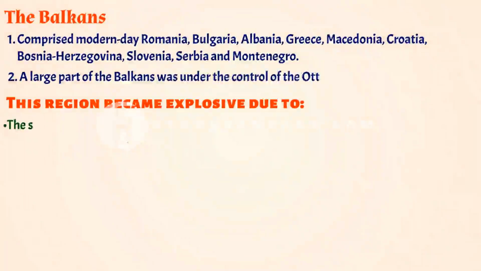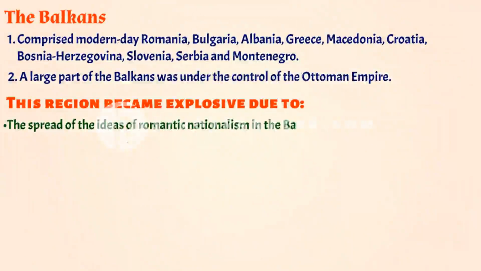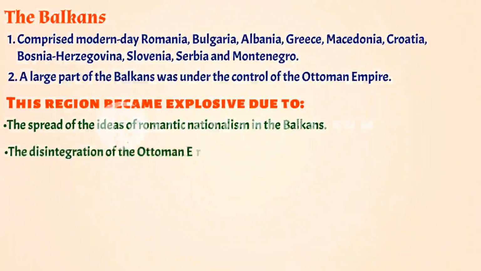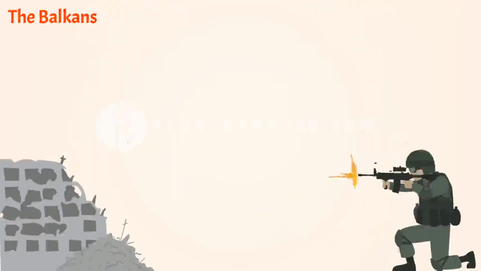The spread of the idea of romantic nationalism in the Balkans and the disintegration of the Ottoman Empire made this region very explosive. After the independence of many European nations, the rebellious nationalities in the Balkans sought to win back their long-lost independence. The Balkan area became an area of intense conflict as they struggled to define their identity and independence.